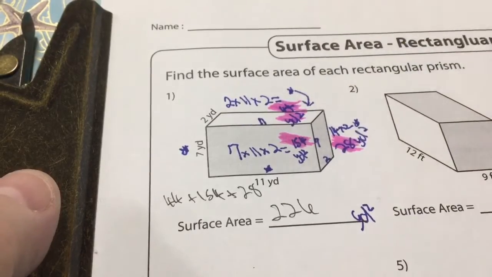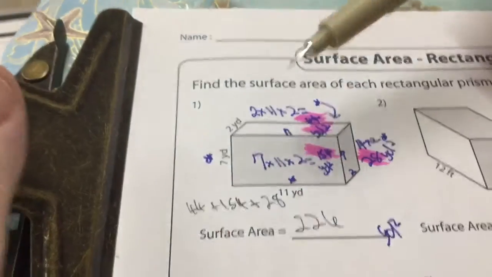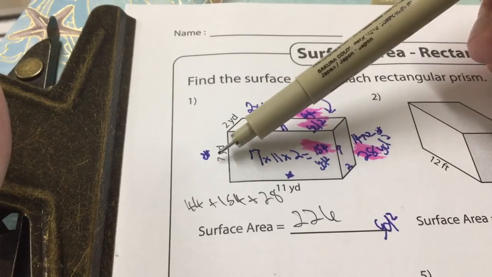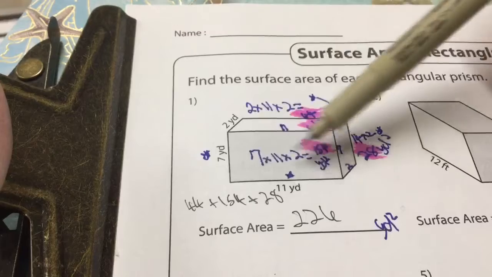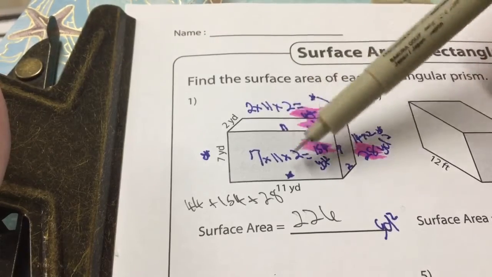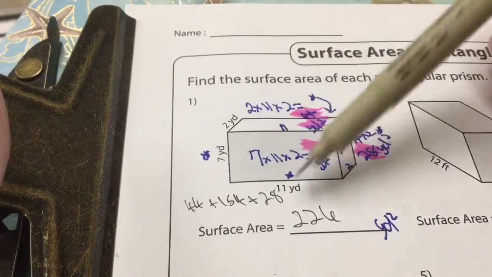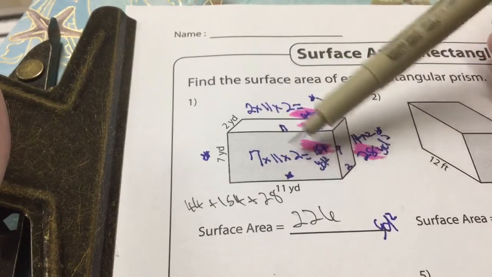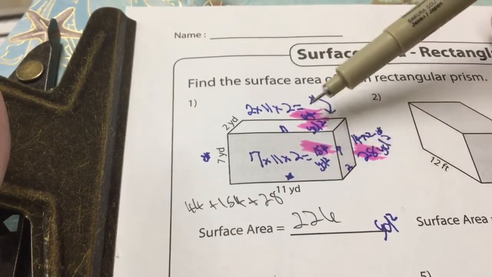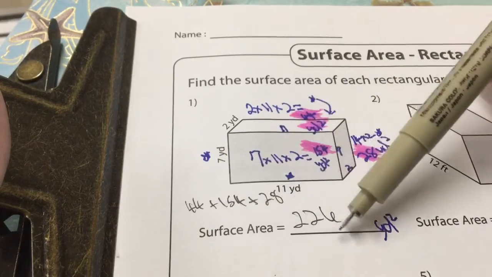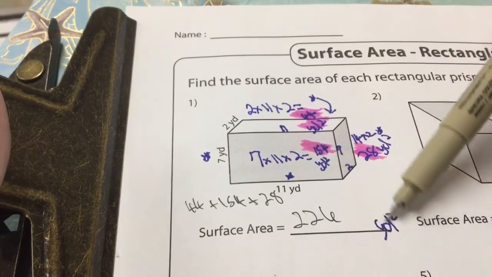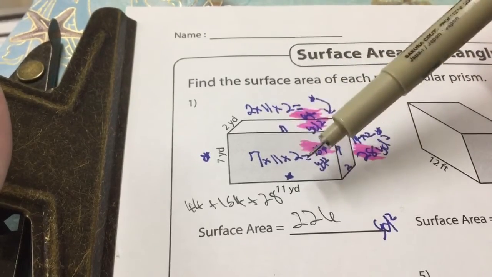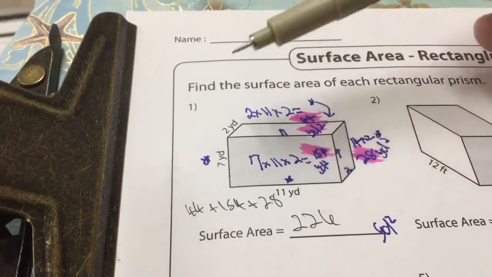So remember, this is a video, so you can replay it or watch it as many times as you want to. But essentially, you have to find the area of this one. And since there's 2 of them, we multiply times 2. We find the area of this one. And since there's 2 of them, we multiply times 2. And the top and the bottom. And since there's 2 of them, we multiply times 2. 154 plus 28 plus 44 gives you 226 yards squared. And that is the surface area of this rectangular prism.